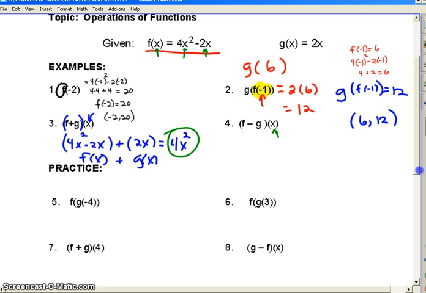So on number 4, instead of adding, we're subtracting. We're taking the g function away from the f function. So 4x squared minus 2x, parentheses, minus 2x.